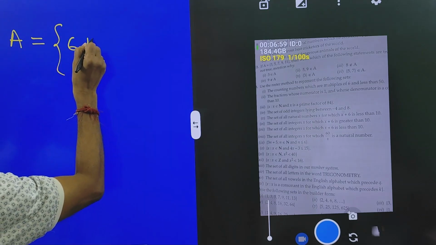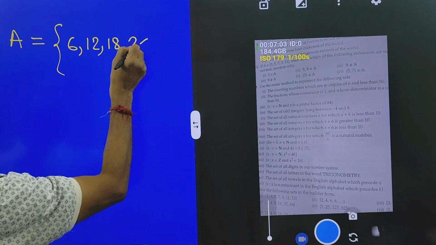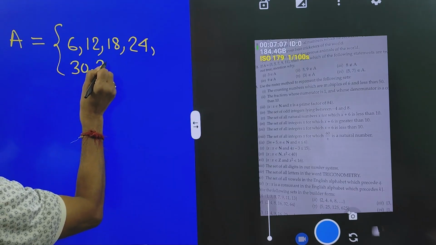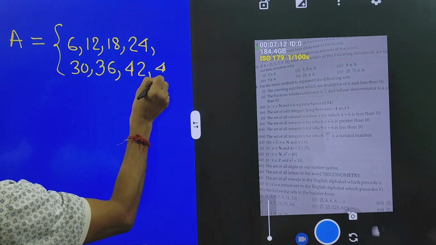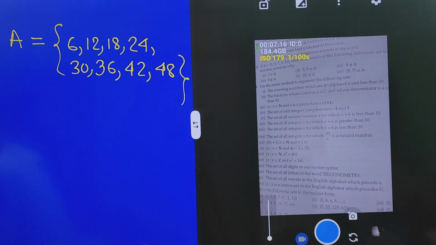6, 12, 18, 24, 30, 36, 42 and 48. So that's how you can represent it in the form of roster.